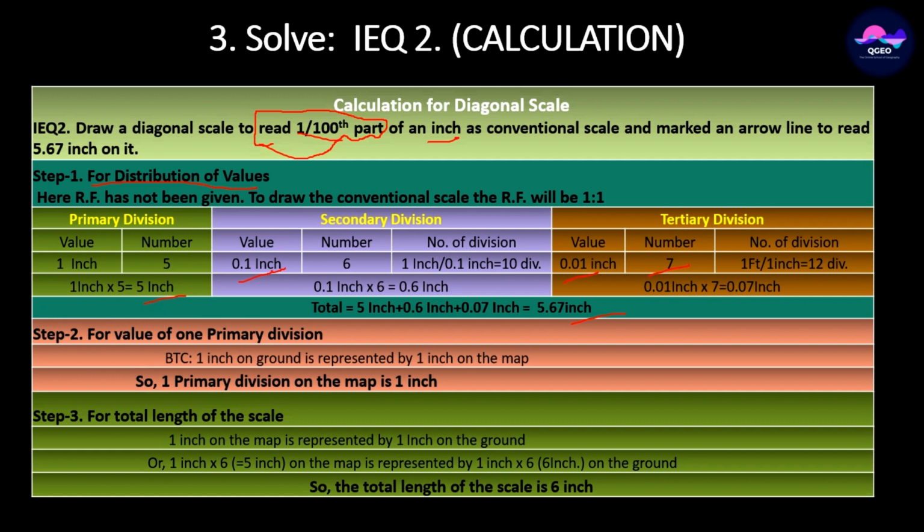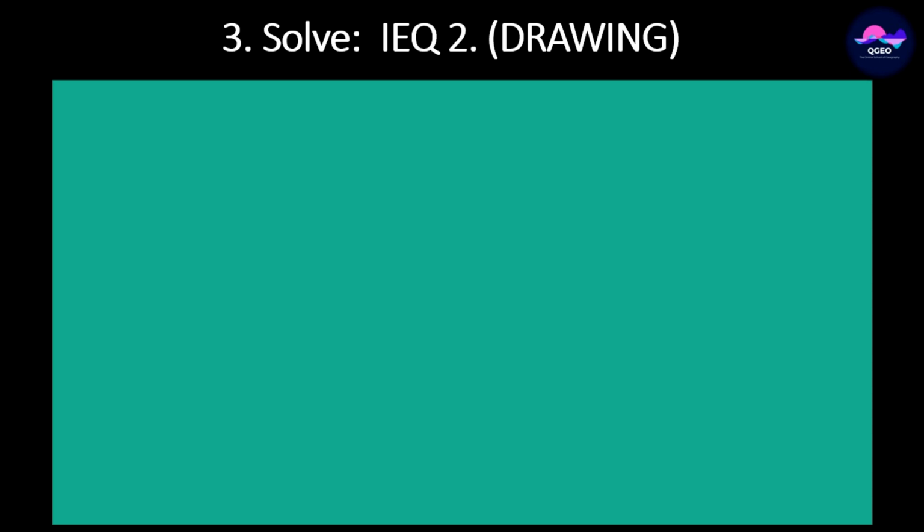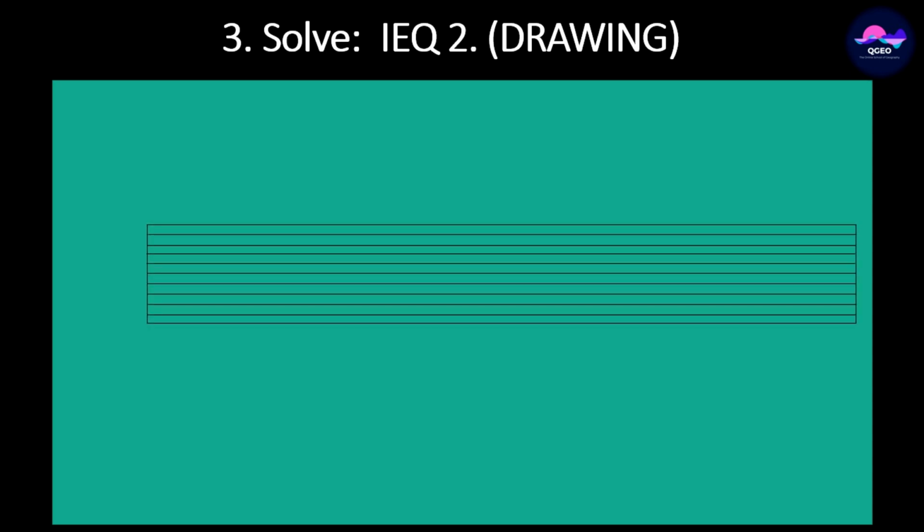So total length will be 5.67 inch. Now the value of one primary division: 1 inch on the ground is represented by 1 inch on the map. So one primary division is equal to 1 inch on the map. Okay, now for the total length of the scale, 1 inch into 6, that is 6 inch. Here it will be the 6 inch ground length, also the 6 inch map distance. So the total length of the scale is 6 inch.